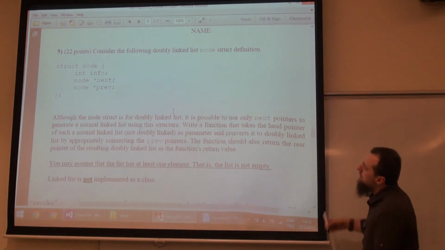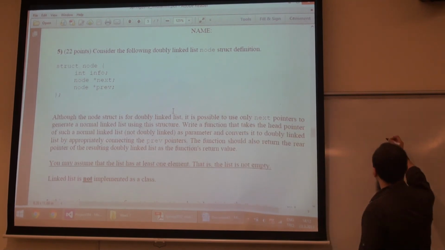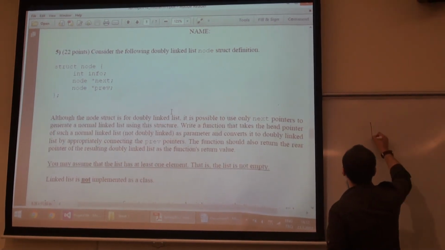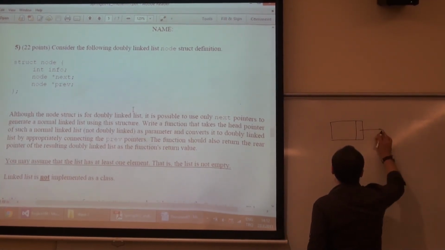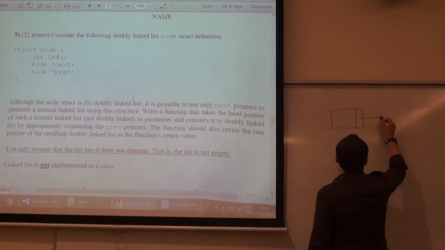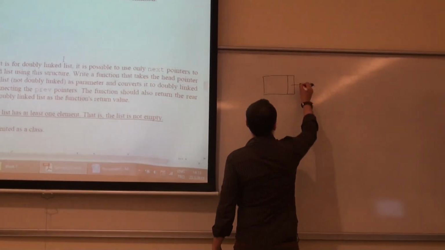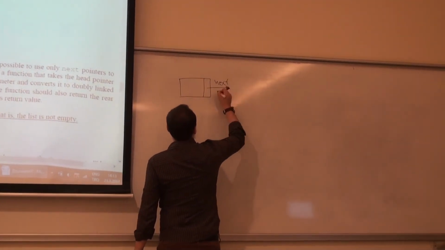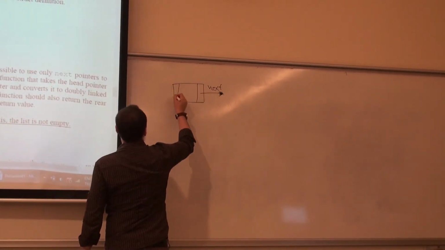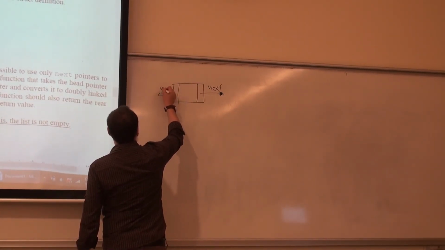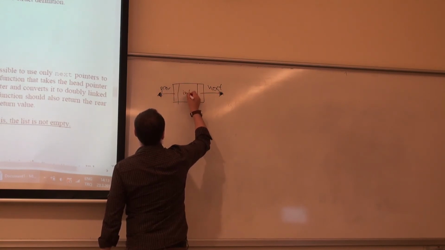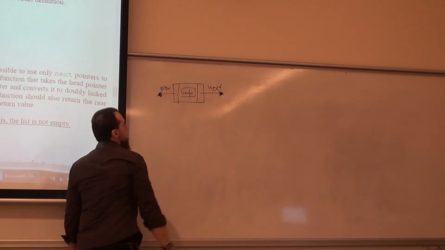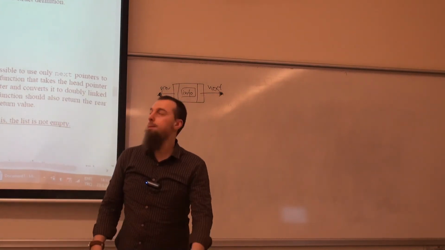So let's see what the structure is doing. We have here a node. This is the definition of the structure, and I'm going to write it visually. We have here the next pointer. It points to another node. And we have here the previous pointer. It points to a previous node. Inside we have the info, which is an integer, and it's basically not a matter of concern in our case here.